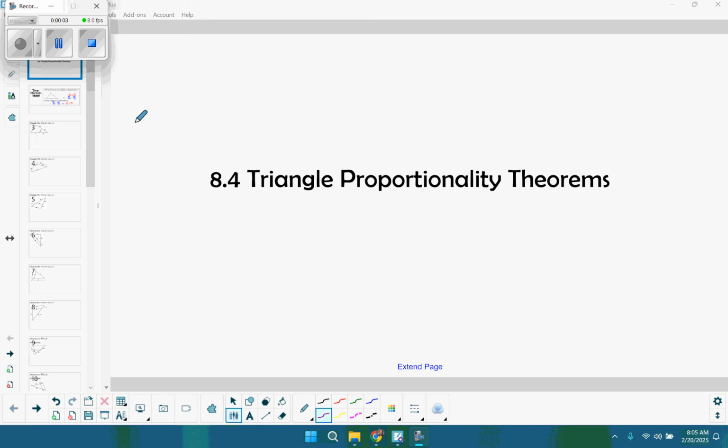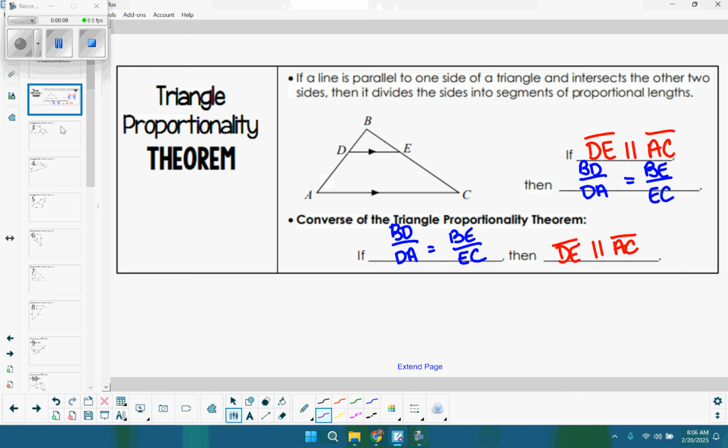This is lesson 8.4. We're going to talk about the triangle proportionality theorems. So the first one is, if a line is parallel to one side of a triangle and intersects the other two sides, then it divides the segments into proportional lengths. Not equal, proportional.